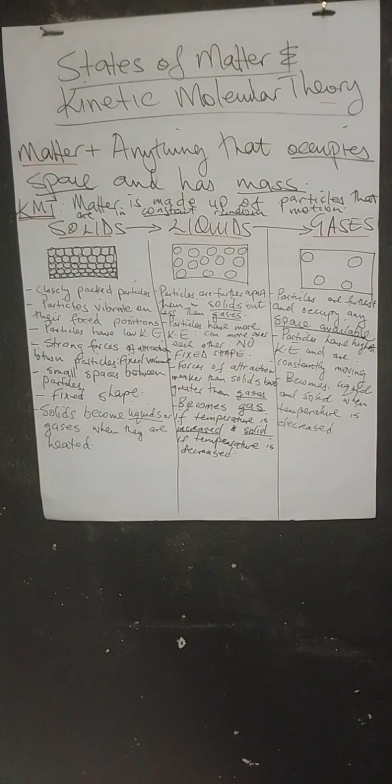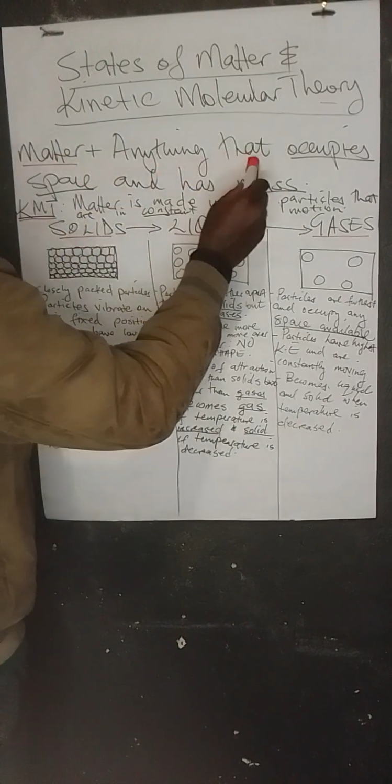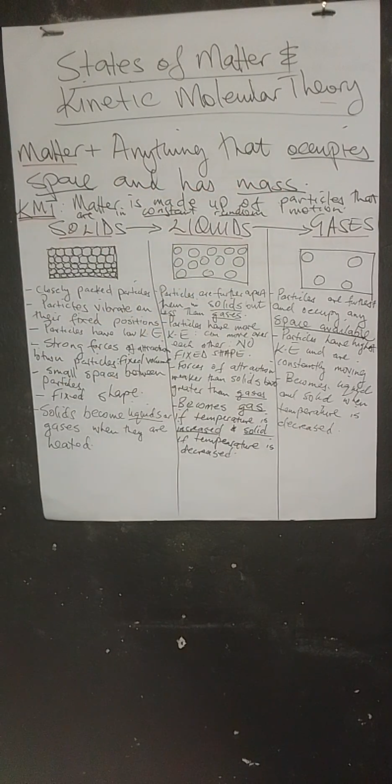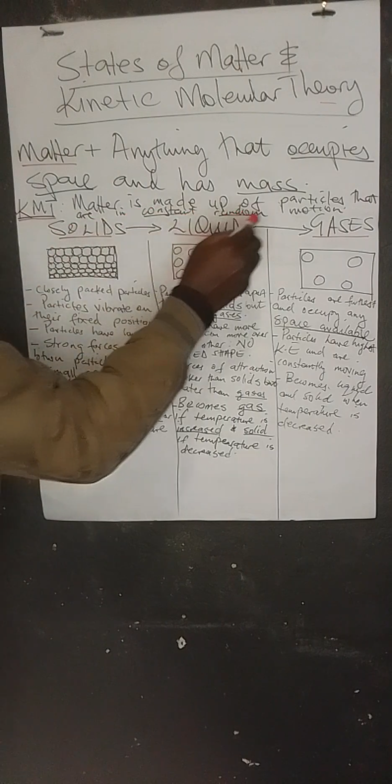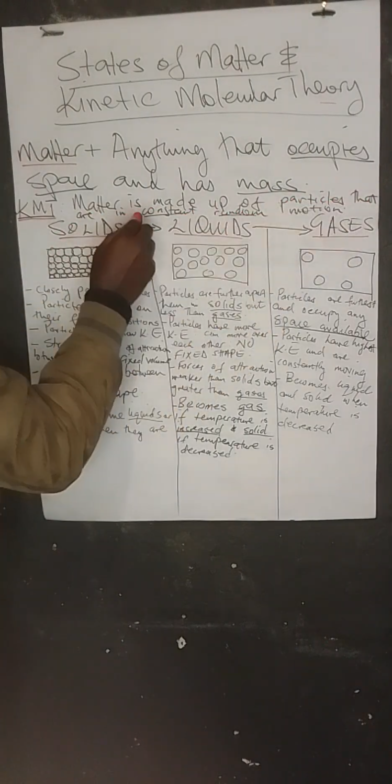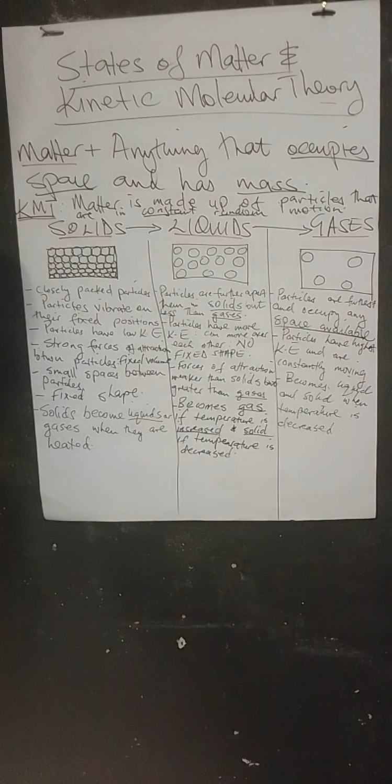Today we are going to be talking about states of matter and the kinetic molecular theory. First and foremost, we need to define what is matter. Matter is anything that occupies space and has mass. Now, what does the kinetic molecular theory, KMT, say? It says matter is made up of particles that are in constant random motion.